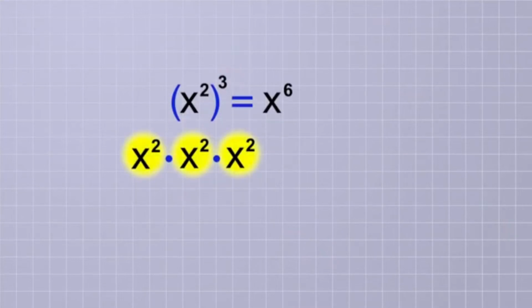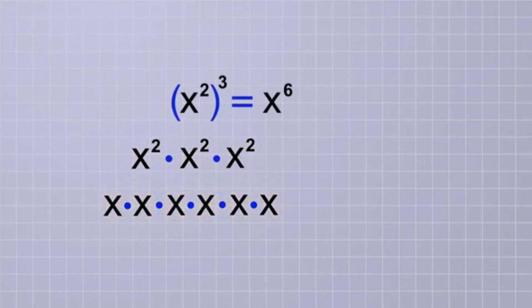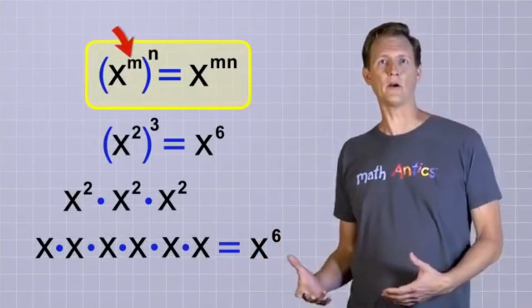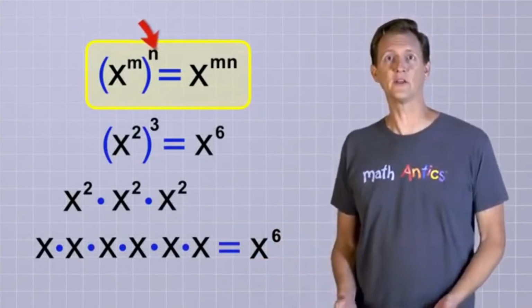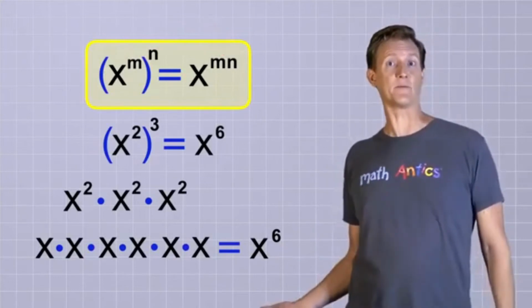And each one of those x squared terms simplifies to x times x, right? So we end up with 6 x's being multiplied together, which is just x to the 6th power. See, our law works great. If you have a number raised to a power, and that's all raised to another power, you can just multiply the 2 exponents together to simplify it. And it works for negative exponents too.